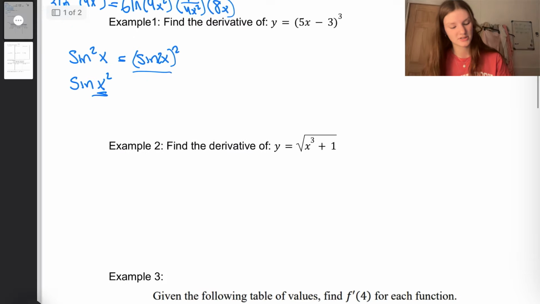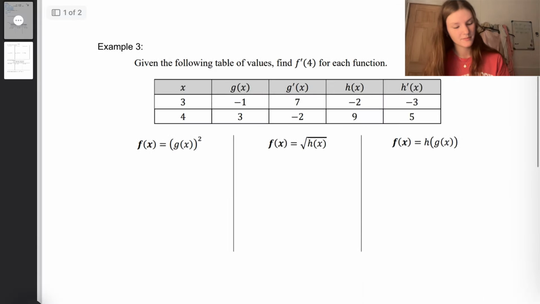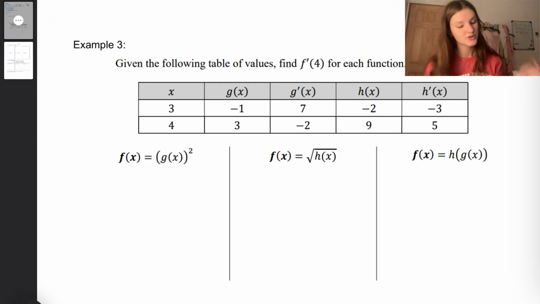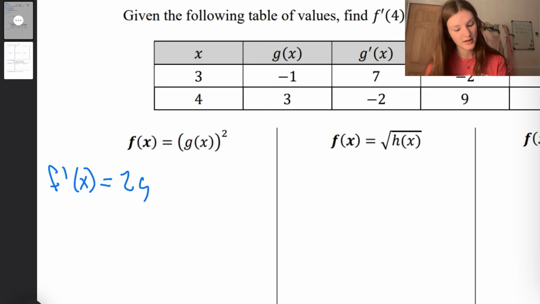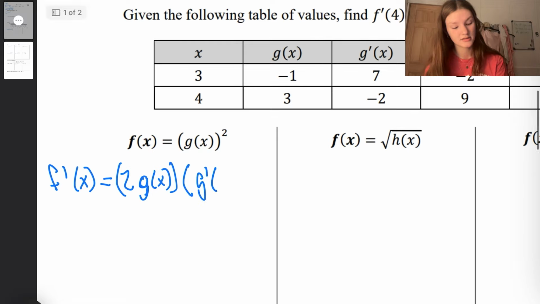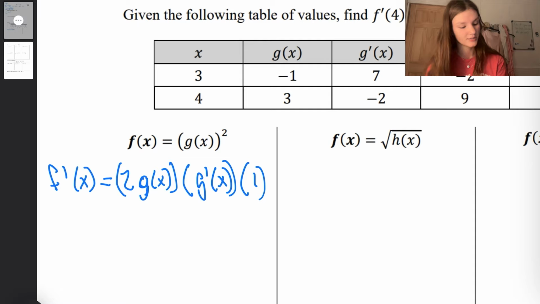These questions are just like doing exactly what I just did, so we don't have to do this. But this is something new. So we're just going to do the first one here. First I would rewrite this using the quotient rule, what you know. So 2g of x times, let's make that easier, times the derivative of g of x, and then times the derivative of x, which is just 1, but I'll write that in there anyway, just so you know.